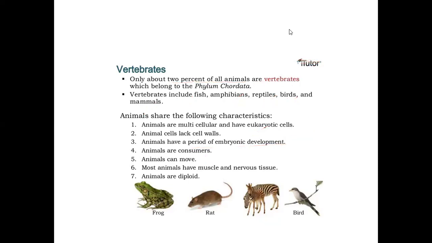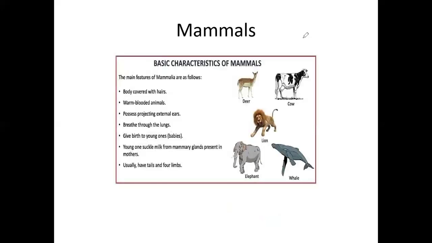Now I would like to move towards the next slide, in which first of all we will discuss class Mammalia, or mammals. We will discuss only general characteristics of them and some examples. The main features of Mammalia are: body covered with hair. Yes, all mammals have their bodies covered with hair.